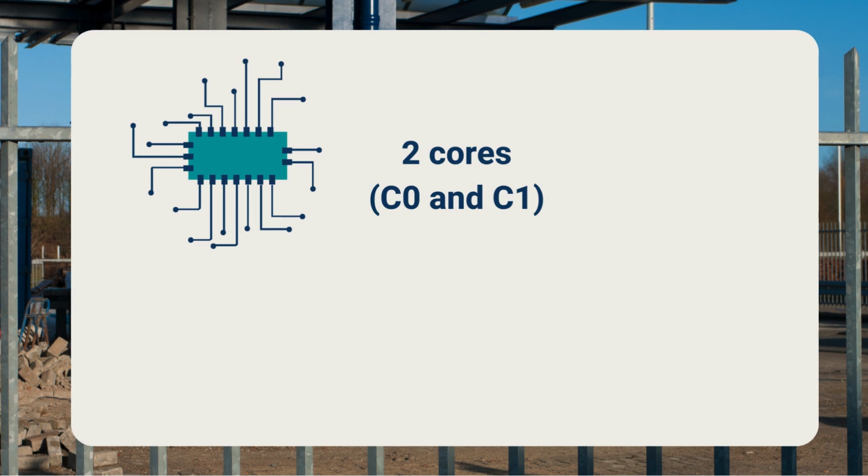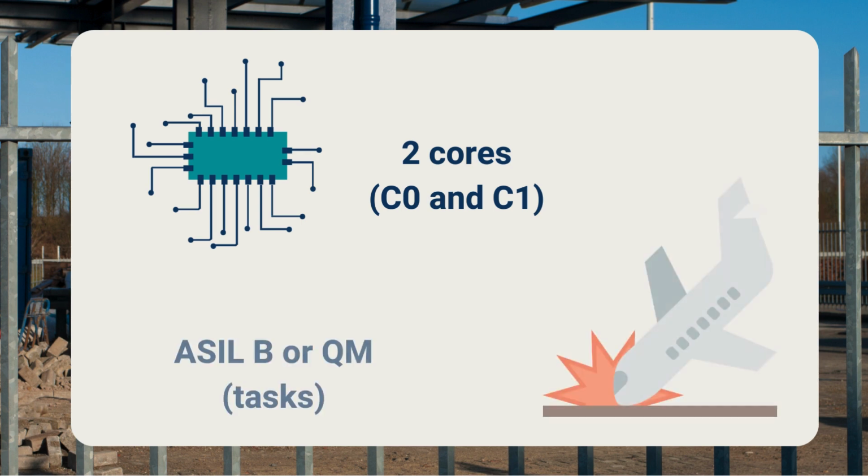In our example, we have two cores, thus a task runs either on C0 or C1. In addition, each task is classified according to its safety integrity level. Tasks with ASIL B may cause safety-relevant problems, whereas tasks that are classified as QM are less critical and only subject to standard quality management.